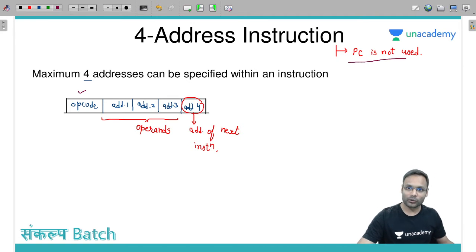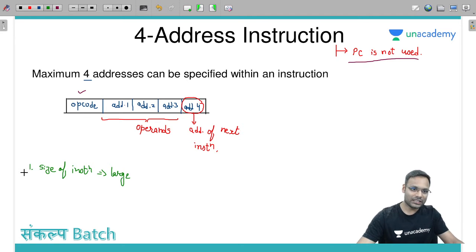Why? Just because program counter is not used. Understood? अब इस एड्रेस को यहां रखने के बहुत सारे प्रॉब्लम्स हैं. What are the problems? First of all, size of instruction is large, which means program size is large, which means instruction fetch takes more time. इंस्ट्रक्शन फेच में ज्यादा टाइम लगेगा.